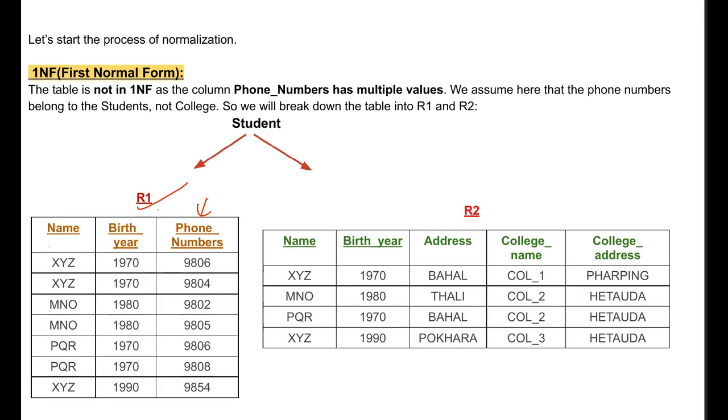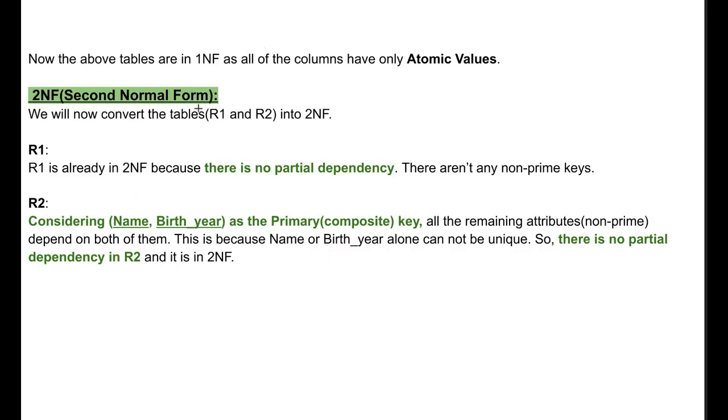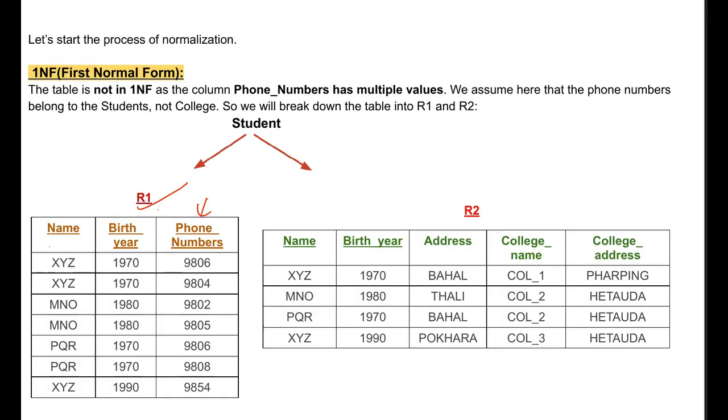Next is 2NF. So let's get started with 2NF. If we check these two tables, do they have partial dependency? The question is, do they have partial dependency? Now this table obviously does not, because all of these are prime attributes, so there isn't any partial dependency as such.